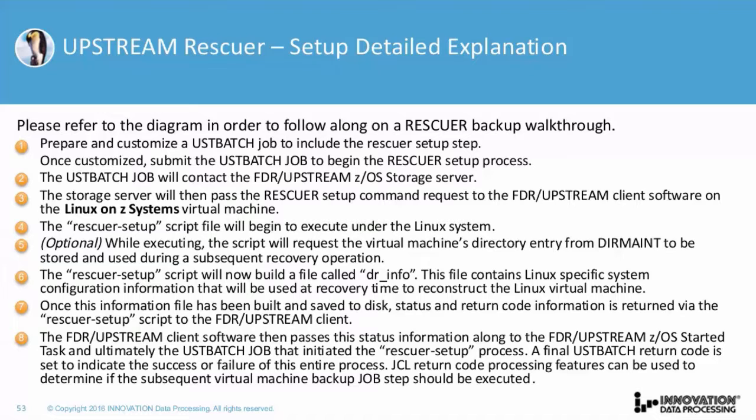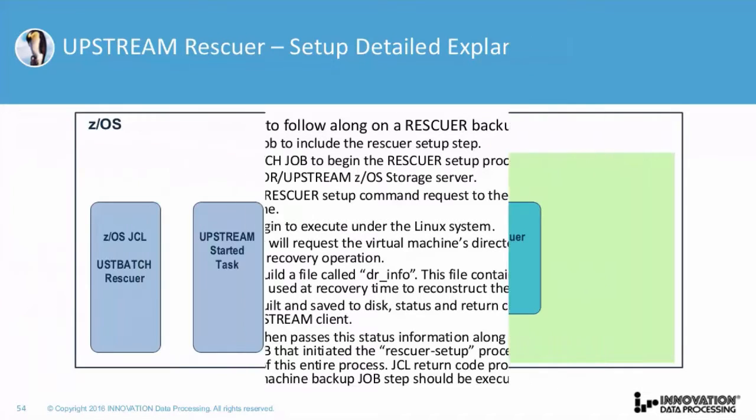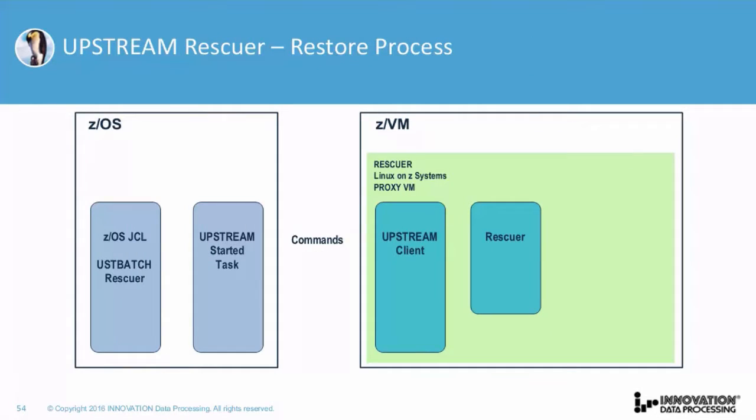Okay, and this is a process flow of what I just went through. And this is going to be the restore flow process. So if you want to rescue a virtual machine, you've wiped it out, you've lost a disk, your array's gone bad, whatever, we do that through a proxy machine, a Linux proxy virtual machine. This is set up ahead of time, and it runs Linux, and it runs our rescuer process on there. So we'll go through this step by step, okay?